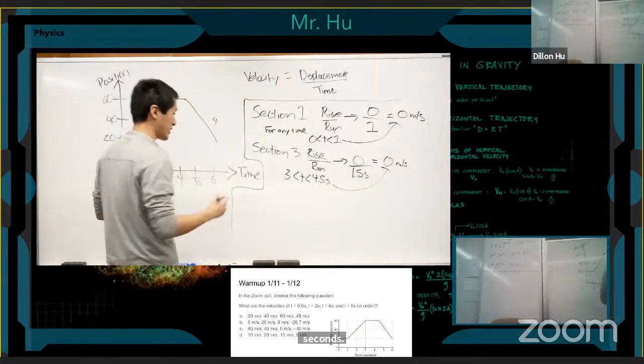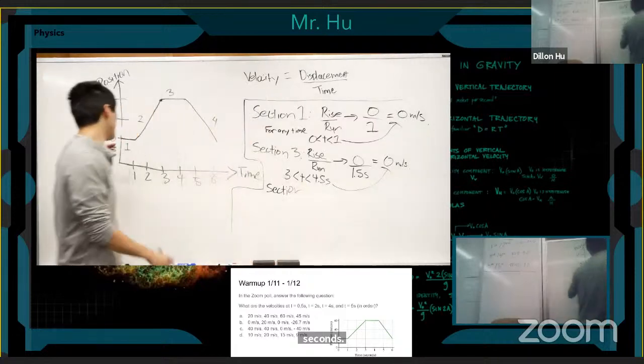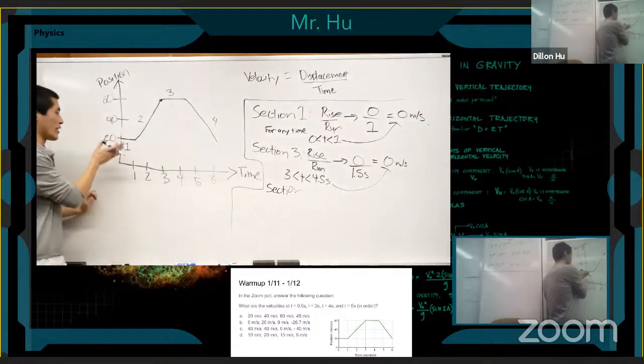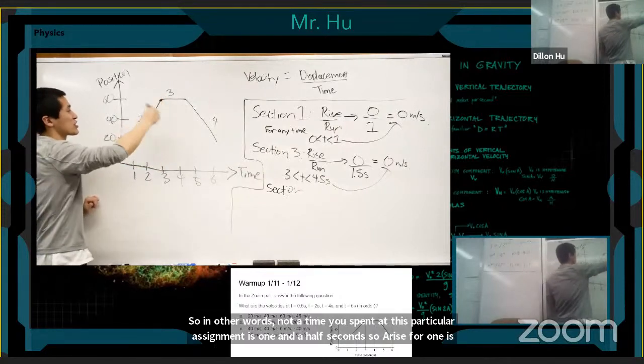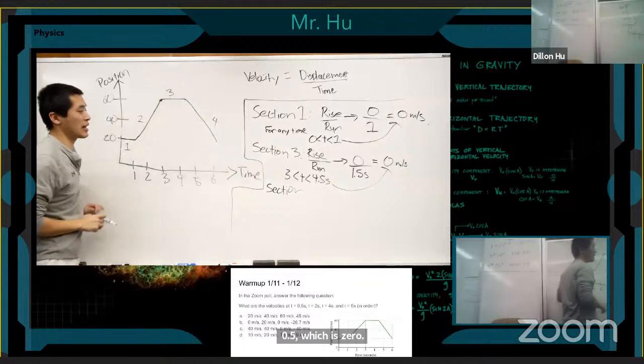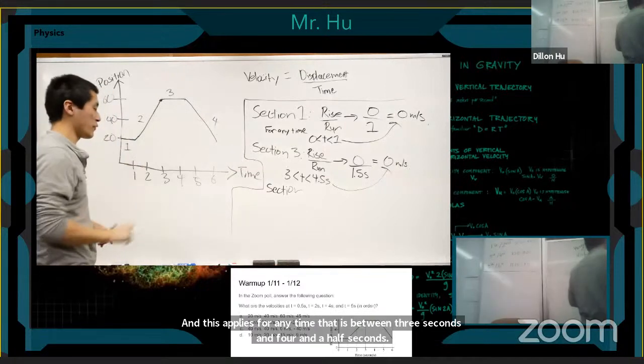Okay, let's talk about section 2 now. This is when things get a little bit trickier. And another thing you might notice is that anytime in a position versus time graph, if our position is not changing, in other words, if our position is a horizontal line, our velocity is also going to be 0. So that's something you should definitely consider.